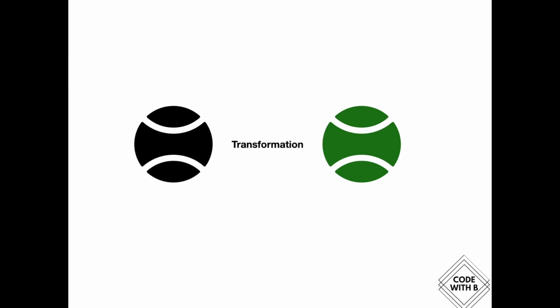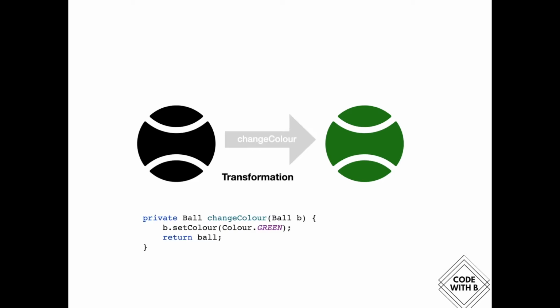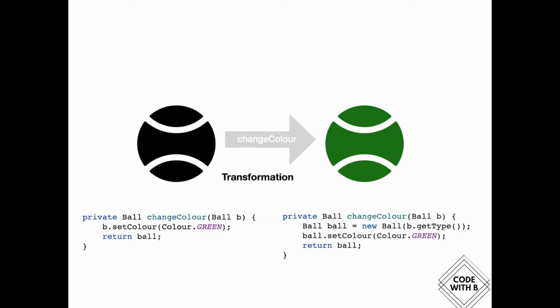Suppose we have a ball type and we want to transform this type to the ball type but with different color. If we have to do it in Java, we can simply define one method. We can pass the ball as an input and then we apply a change color and return the ball. Or we have more functional way in which instead of changing the existing instance, we will copy that instance and then apply the changes on the new instance and return the new instance.